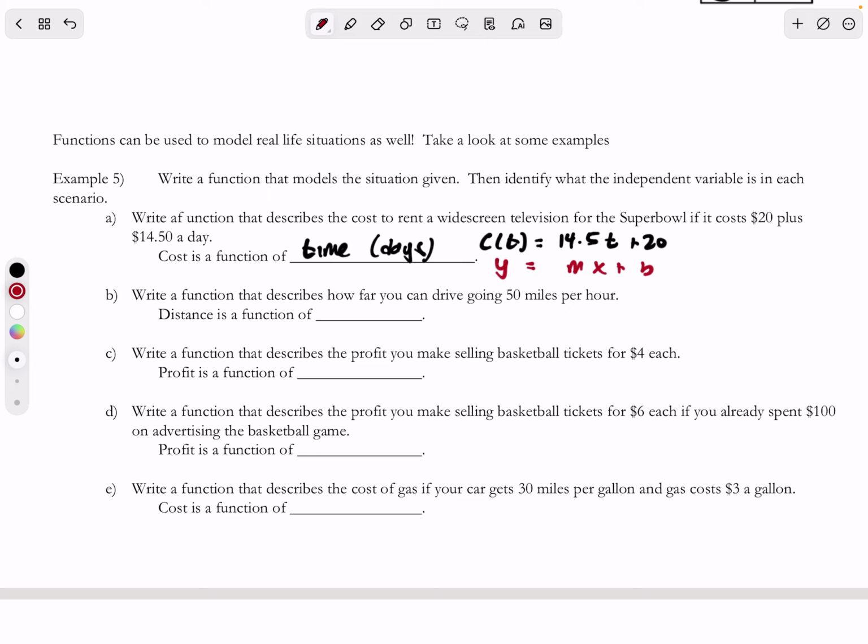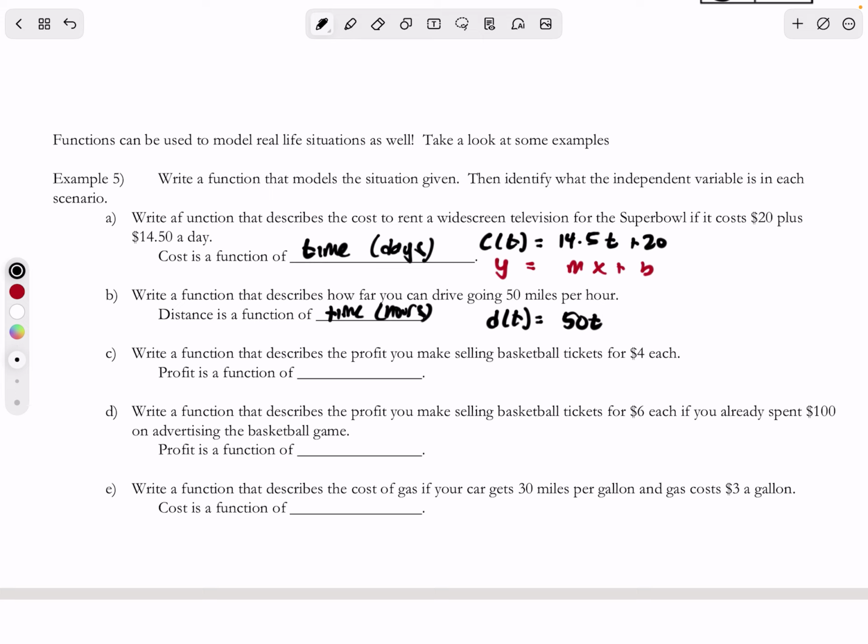All right. Write a function that describes how far you can drive going 50 miles per hour. Distance is a function of, what do you think? It's time in hours. Right? So my distance function, well, my rate is every time I drive for an hour, I've gone 50 miles, starting at 0.